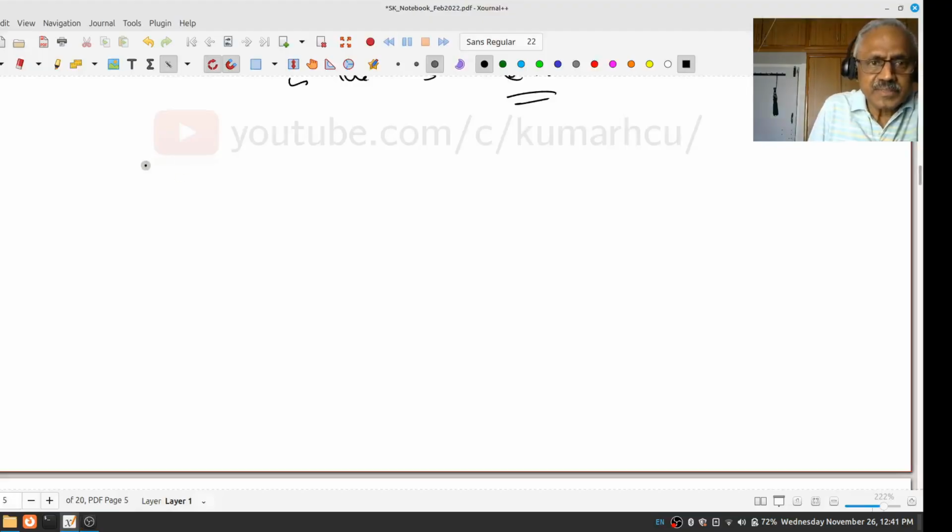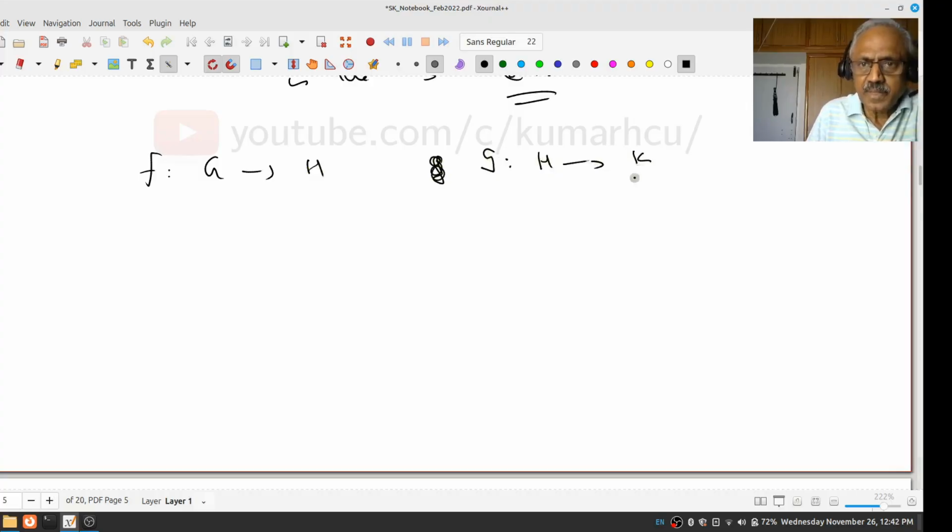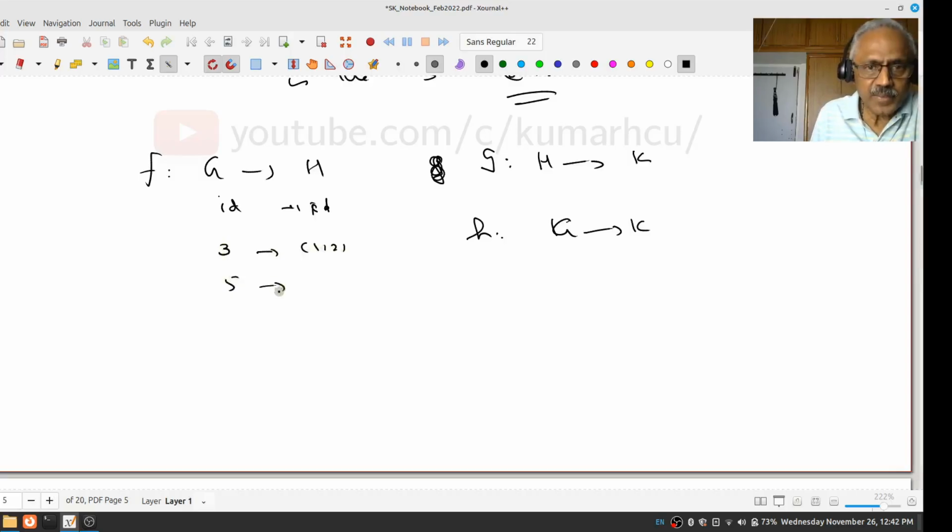The map is very easy. I can define F from G to H, or let us say G from H to K, and similarly some H from G to K. All maps are obvious. Identity goes to identity because it must be a group homomorphism. Then it does not really matter in which way you send the elements. For example, in this one, 3 can go to (1 2), or it can also go to (3 4). I don't care. 5 may go to (3 4), and 7 may go to (1 2 3 4).